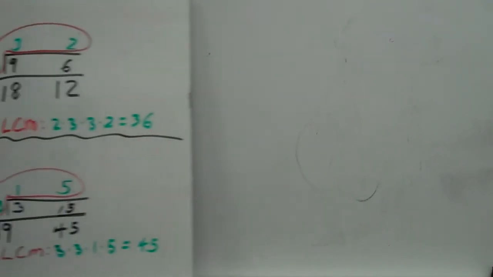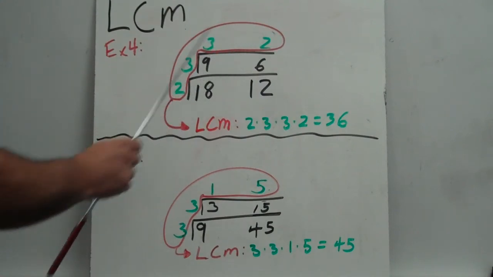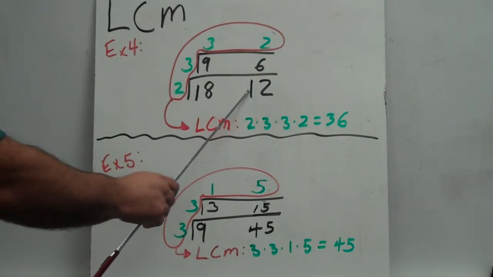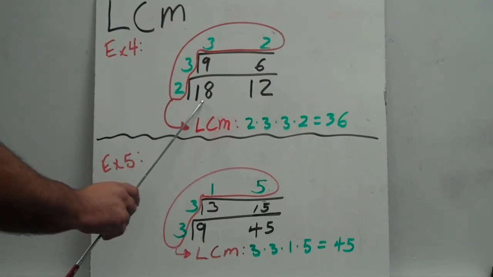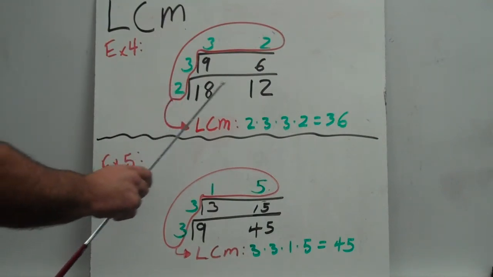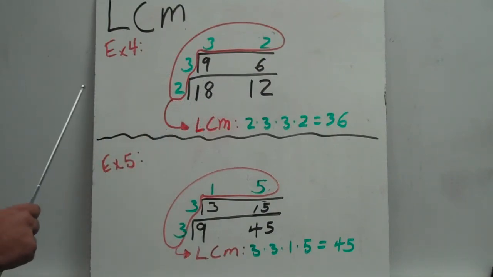All right, let's look at some lowest common multiple examples. So LCM is going to have the same setup, but this time we're going to take into account the numbers on the top. So we're going to start off with 18 and 12 here. So we'll factor a 2 out of 18 and we'll be left with 9. And we'll factor a 2 out of 12 and we'll be left with 6.